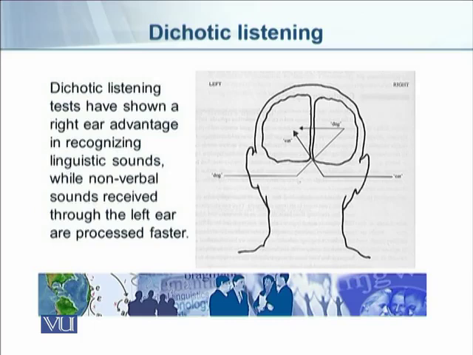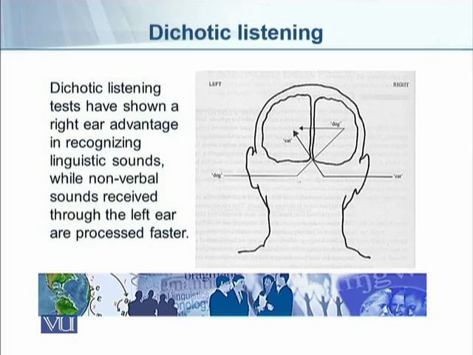So if you look at this image, you can see that we have the left side of the brain and the right side of the brain, the left ear and the right ear. So if a person receives anything from the left side, that goes to the right side, and from the right side it is processed and sent to the left side, which is actually responsible for linguistic comprehension or production.